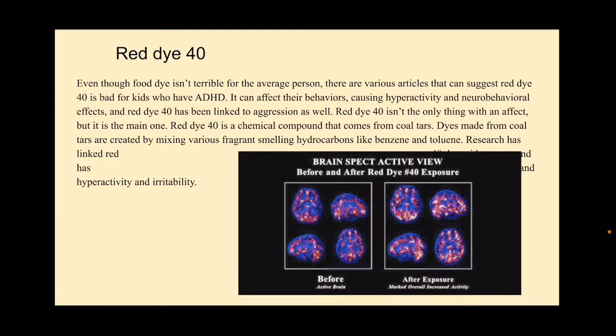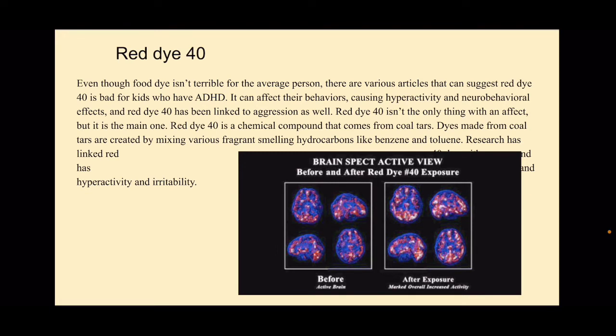Red dye 40. Red dye 40 is the most specific food dye to have the worst effects. There are various articles that suggest red dye 40 is bad for kids who have ADHD. It can affect their behaviors, causing hyperactivity and neurobehavioral effects. Red dye 40 has been linked to aggression as well. It is not the only thing with an effect, but it is the main one.